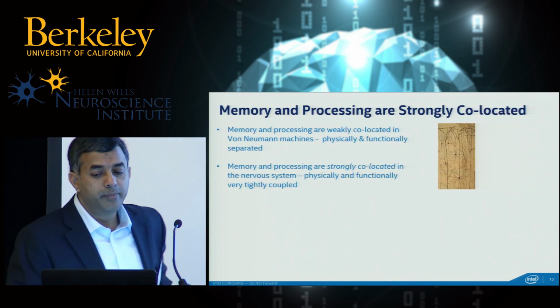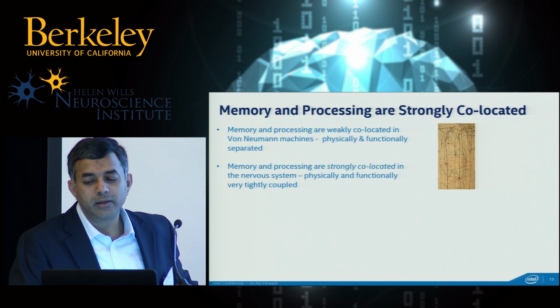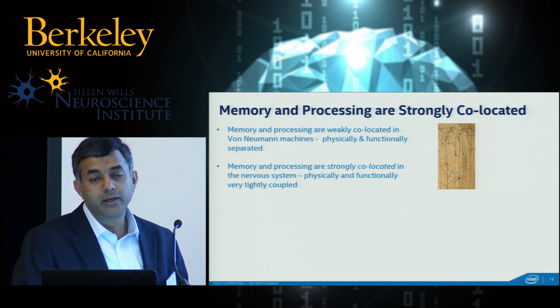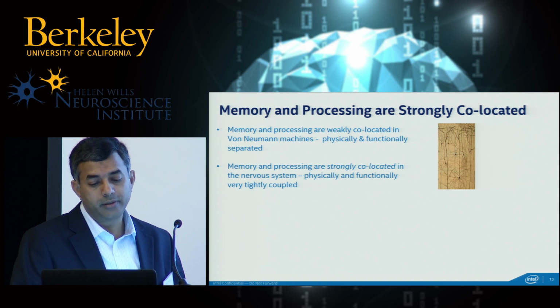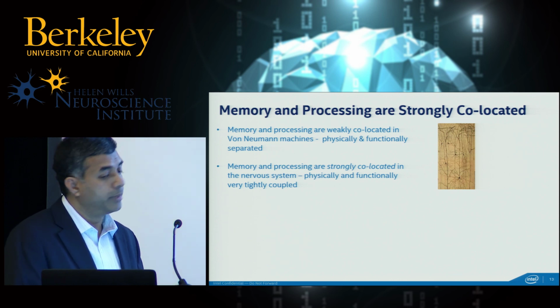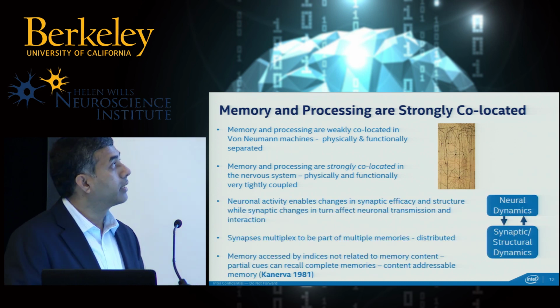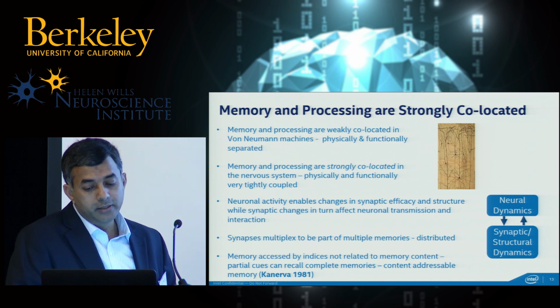The other important point is that memory and processing, as we know it from our Intel architectures, and what we are dealing with here, are very different. The von Neumann machines are weakly co-located, meaning memory and computing are physically and functionally separated. In biology, they seem to be strongly co-located, meaning they're physically and functionally very tightly coupled. In particular, neuronal activity seems to enable changes in synaptic efficacy and structure, while synaptic changes in turn also affect neuronal transmission and interaction. So that's a huge, big difference, first of all.